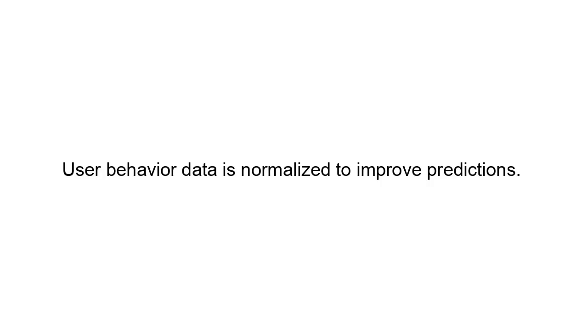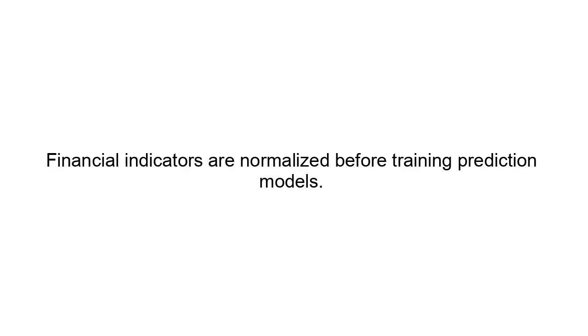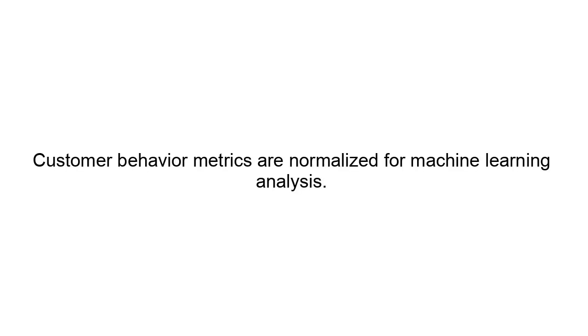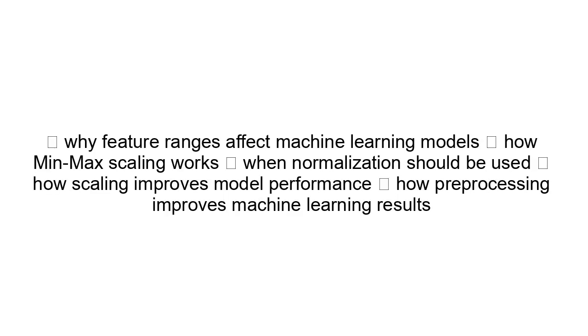Real-world applications. Normalization is used in many AI systems. Image processing: pixel values are normalized between 0 and 1 before training neural networks. Recommendation systems: user behavior data is normalized to improve predictions. Finance: financial indicators are normalized before training prediction models. Healthcare: medical measurements are normalized for disease prediction models. Marketing: customer behavior metrics are normalized for machine learning analysis.